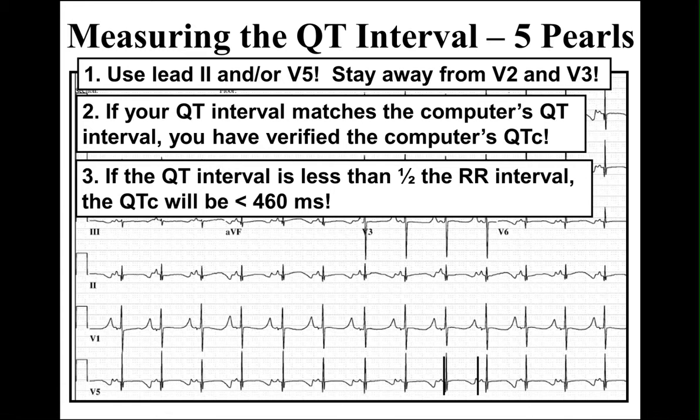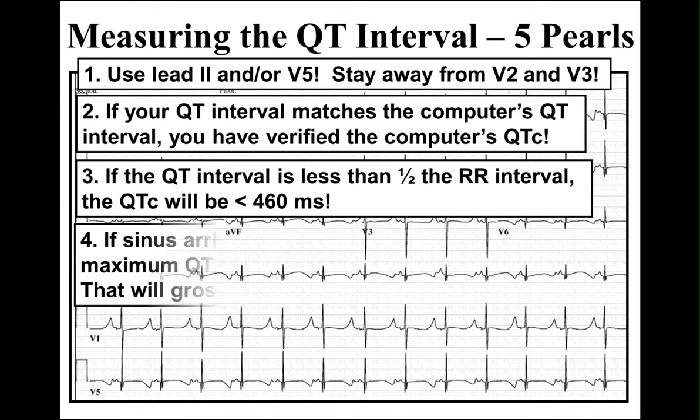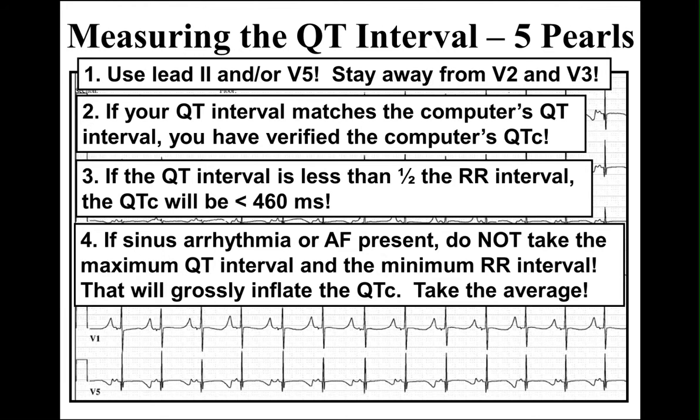A quick on-the-fly tip: if your QT is less than half the RR, it'll always calculate to less than 460. That doesn't rule out long QT, of course, but it's less than 460. Be careful with sinus arrhythmia. Be careful with atrial fibrillation. Don't use maximum QTs and minimum RRs. That's going to grossly inflate the number. Take the average across that rhythm strip. Again, in sinus arrhythmia, the computer does a great job of deriving an average heart rate in that rhythm strip to then derive your average RR.